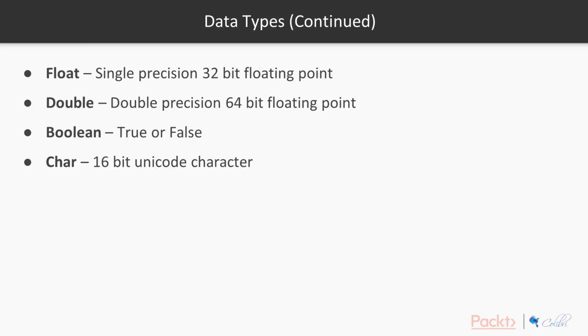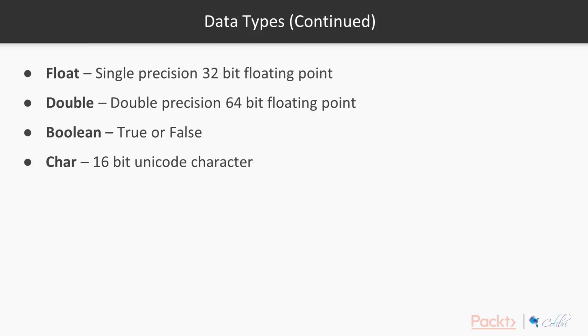Next we have a float, and a float is a single precision 32-bit floating point number. That's for non-whole numbers, non-integer numbers. And we also have double precision, which is 64-bit floating point. So if you have anything that's not a whole number, chances are you're going to use a float or a double. Of course, we also have a boolean, which you've seen, which is just true or false. And then we have char, which is a 16-bit Unicode character. A char is a single character.